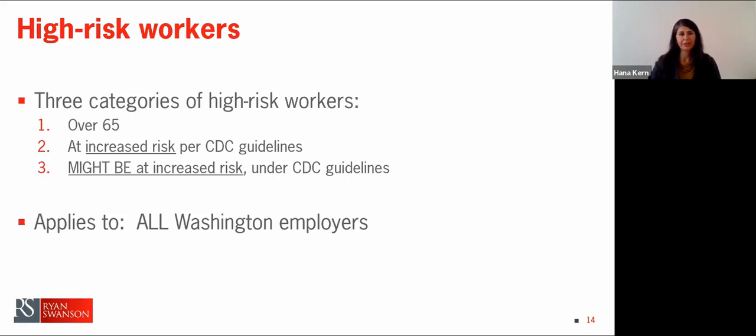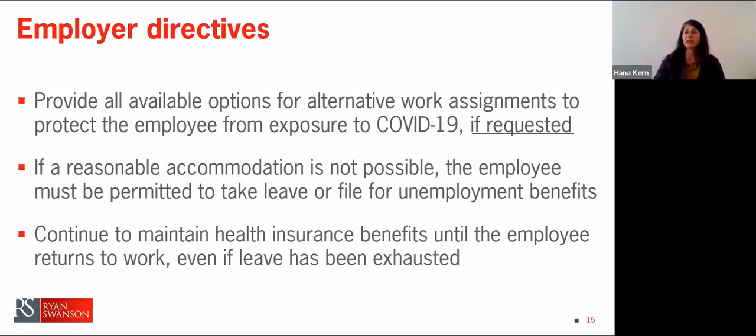So what do you have to do? As an employer, what are you supposed to be doing for these high-risk workers? You have to provide all available options for alternative work assignments to protect them from exposure if requested. The "if requested" piece is an important piece, and we're going to talk a little bit more about that. If a reasonable accommodation is not possible, for example, if that is an employee that absolutely has to work in your physical plant and the job absolutely requires them to work in close proximity to others, and it is just not possible to provide that protective gear, you have to allow them to take all the leave to which they are entitled, and you are also required to not oppose their unemployment benefits application.